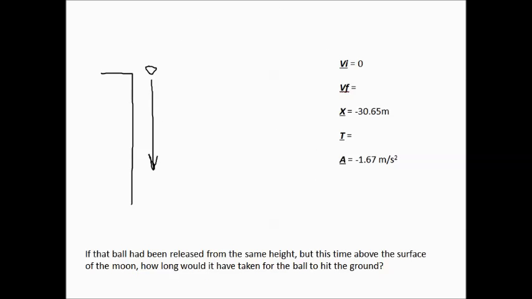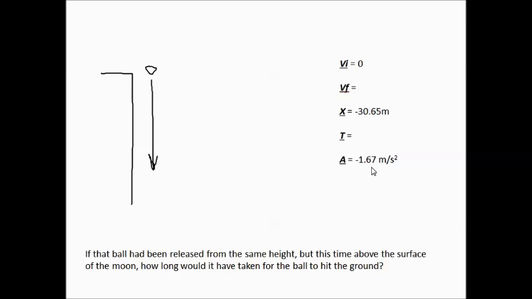For the second part, if that ball had been released from the same height, but this time above the surface of the moon, how long would it have taken the ball to hit the ground? So now we know some information we didn't know before. Now we know a height, so 30.65 meters. Again, I'm making it negative this time because that's what the ball is going to do. It's going to go down 30.65.